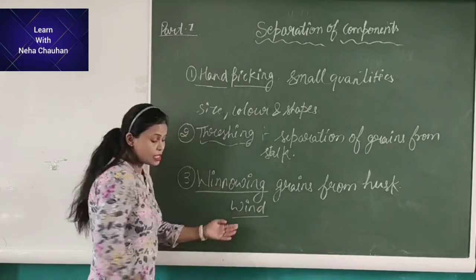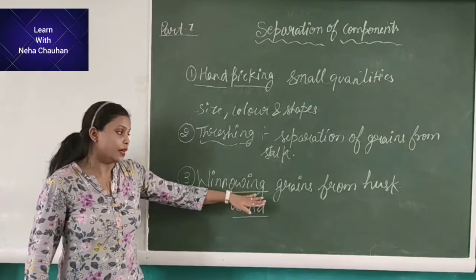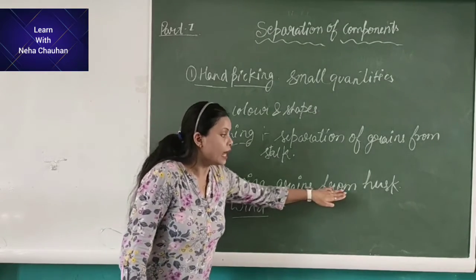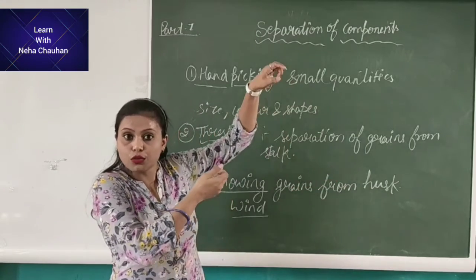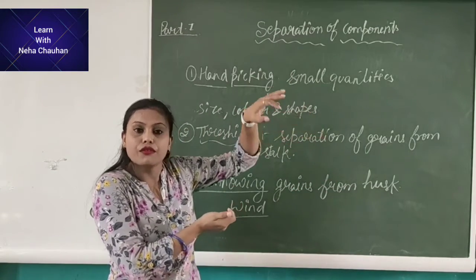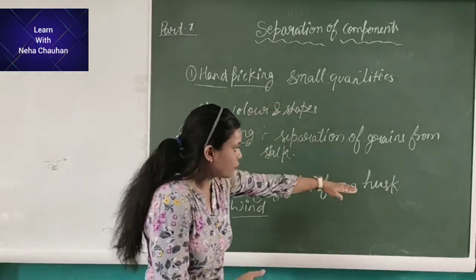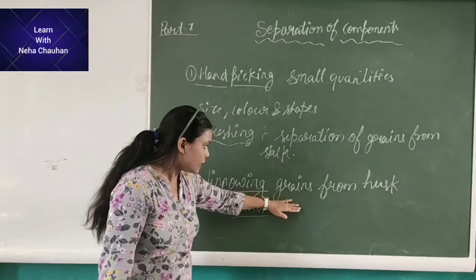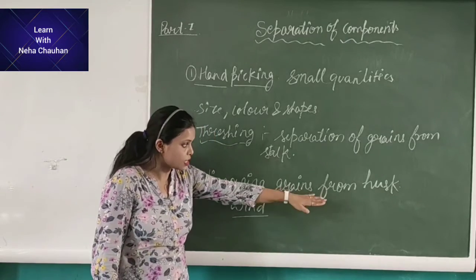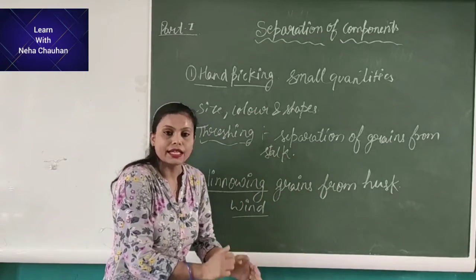How is it done? When the mixture of grain and husk is taken in a basket and a person allows it to fall down freely, the husk, which is lighter in weight, flies away with the wind, and the grain, which is heavier than the husk, falls vertically downward.